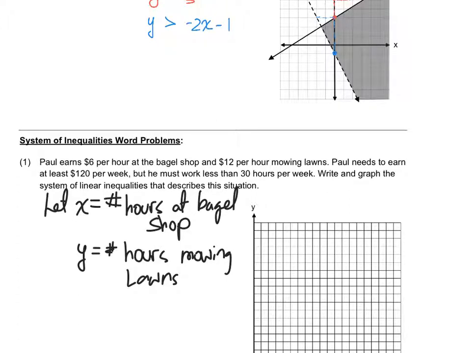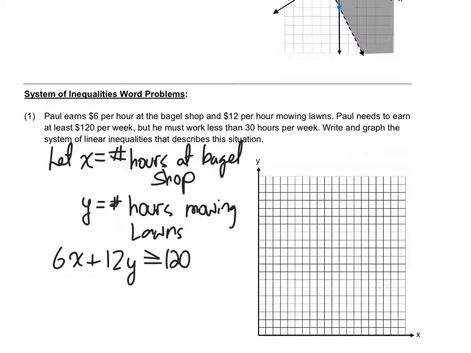All right, so $6 per hour at the bagel shop and $12 per hour mowing lawns. He needs to earn at least $120 per week. At least. What inequality symbol would be for at least? Greater than or equal to. So greater than or equal to 120. But he must work less than 30 hours per week. Well, x and y represent the number of hours. Put them together, that's the amount of hours he's working. So x plus y has to be less than 30.